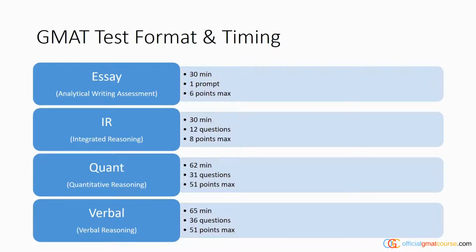Right, so we're going to give an overview of the GMAT test format and timing. If you're really familiar with the test already, you can skip this video, but we'll keep it brief. So there are 4 parts to the test.